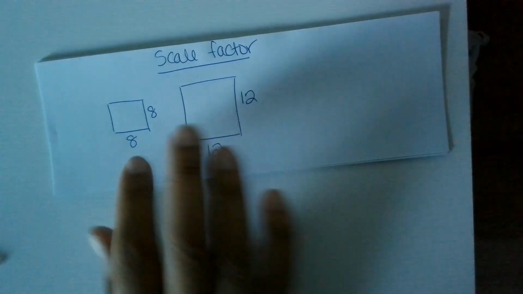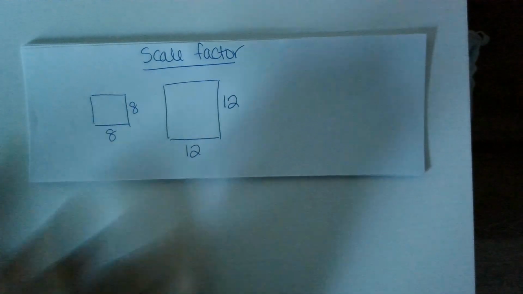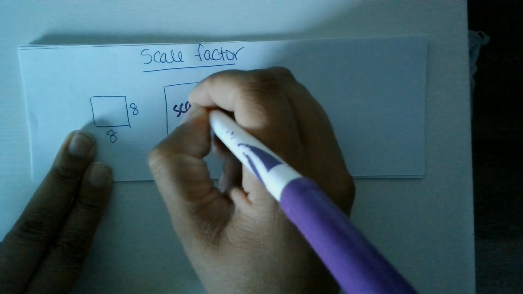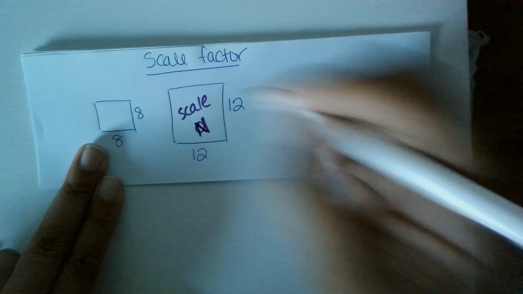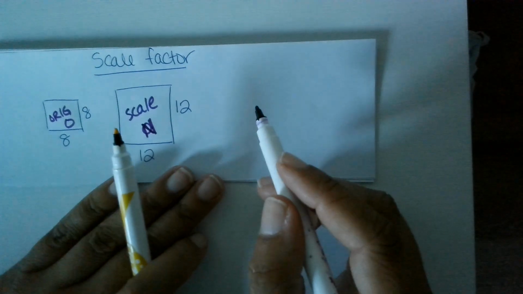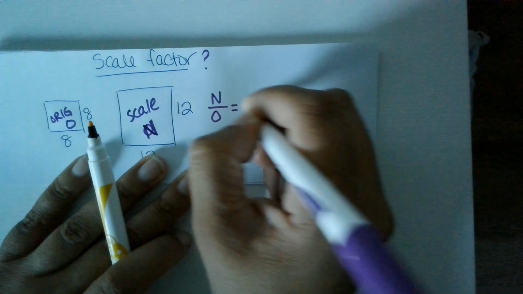Let's go back to the example given. I'm giving you a shape, and I'm telling you that this is your scale copy of this one. So this is our new, because if this is my original image, that means this one is my old. In order to find the scale factor, you need to use your formula: new divided by old.